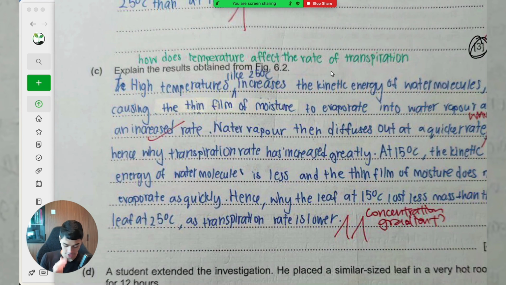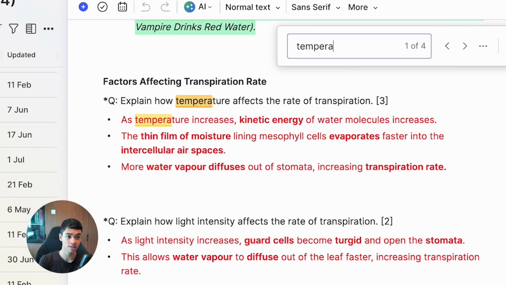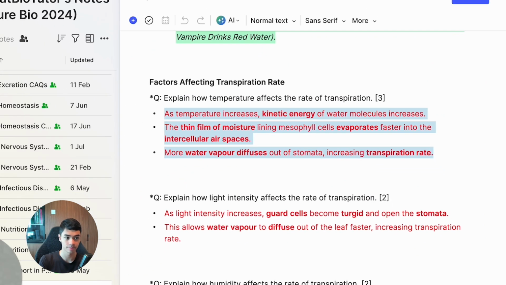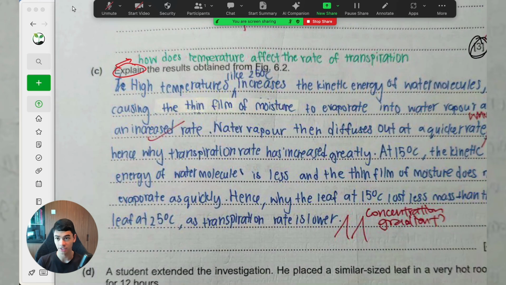Now we come to part C, explain the results obtained. Yes, this is what the gist of the answer will be about, the effect of temperature on transpiration. And guess what? We have a commonly asked question. We have this in our note. So there's a standard answer already, and it's 3 marks. But this question is demanding. They actually want 4 marks and not just 3 marks. Okay, that's a bit annoying.